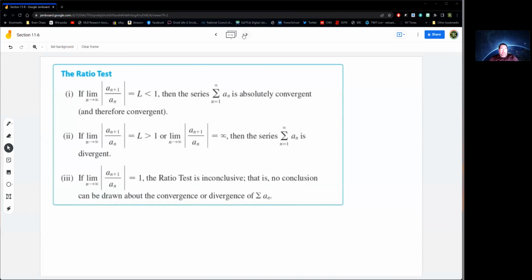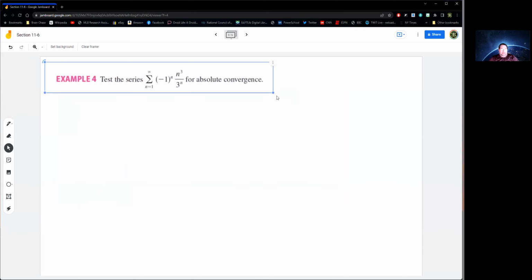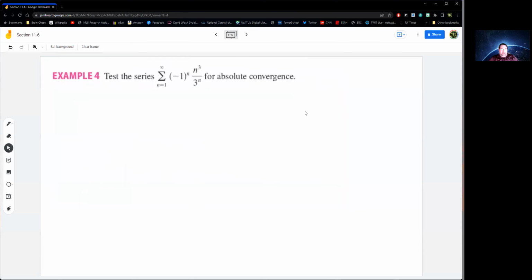All right. Let's look at a problem. So here's the problem. It actually is an alternating series in this situation because we got the -1 in the front. We're not going to use the alternating series test on this. So we're going to use the ratio test for this one. So you can see how it works.